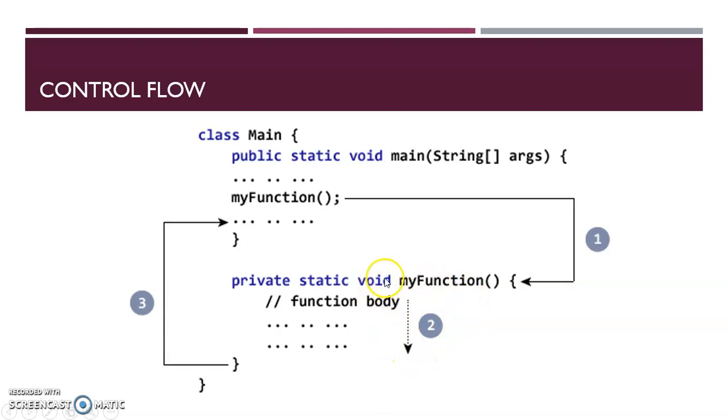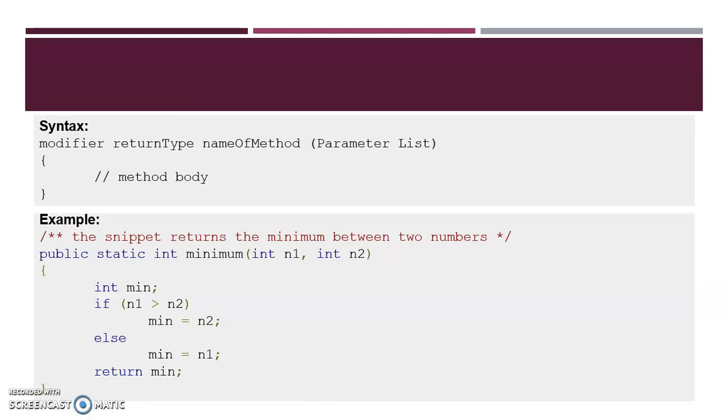Since it is not returning any value, sometimes it will be printing a value, or sometimes it will be giving a simple message to the user. After the execution of this particular function body, automatically the control will move back to the main function, to the next line of the main function, and it will execute the remaining part of the main function. So this is the control flow if you are going to use a function in a particular program.